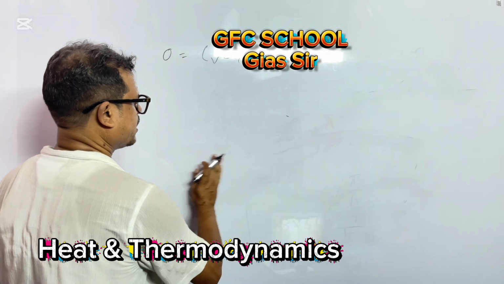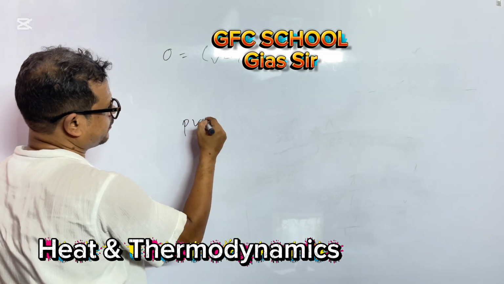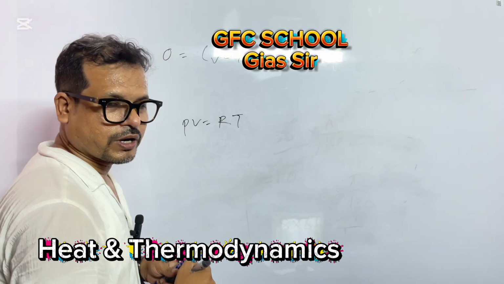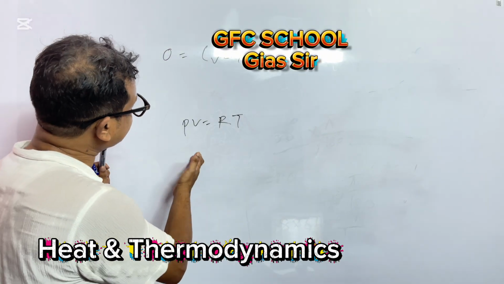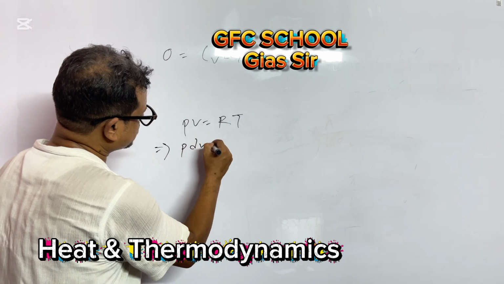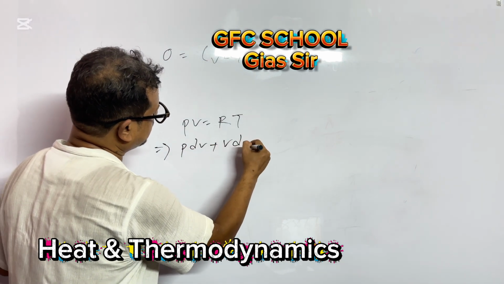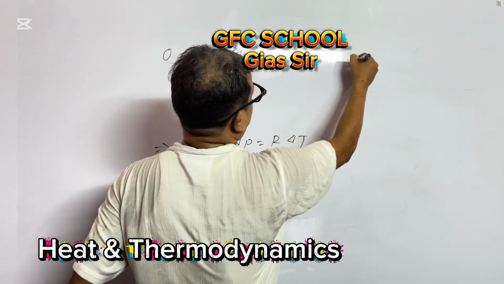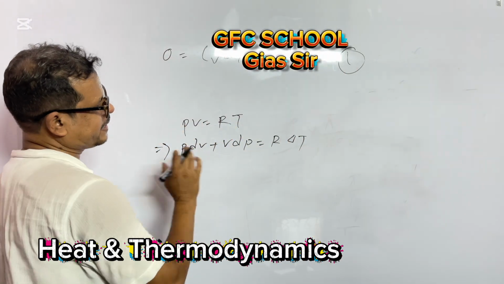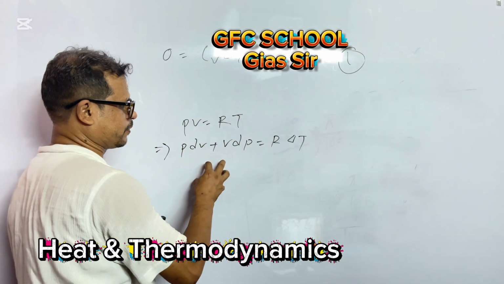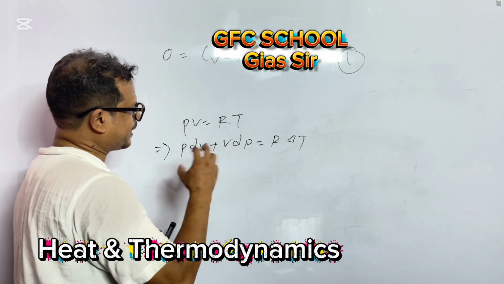Okay, that is actually like this. PV equals RT. Guys, so this is the ideal gas formula, and we have to know this. And by this, we'll find out PdV plus VdP equals R dT. This is very simple. One equation, and this we got by differentiation. By differentiation, we got this.